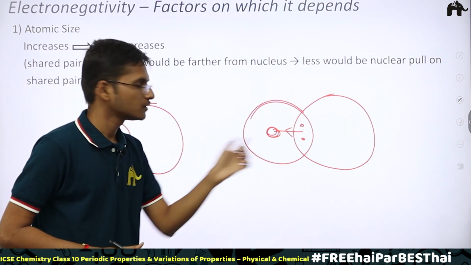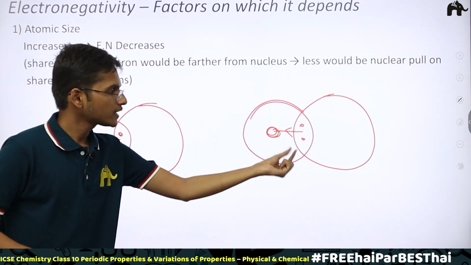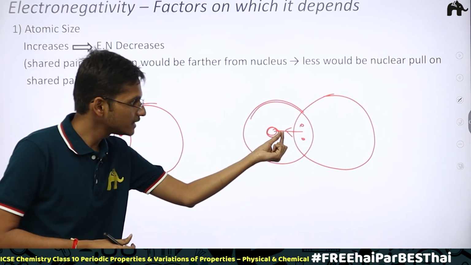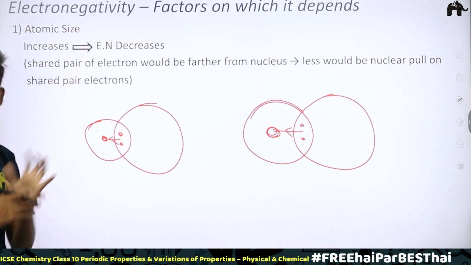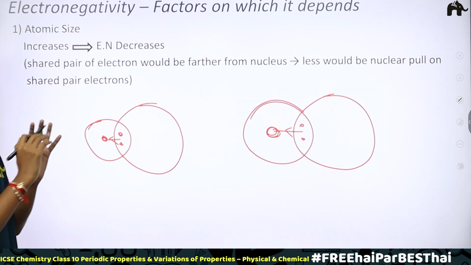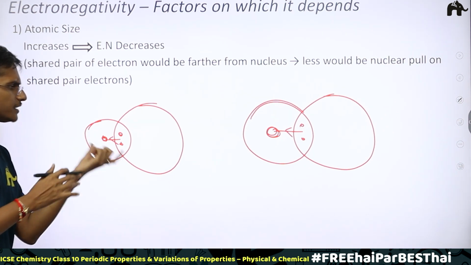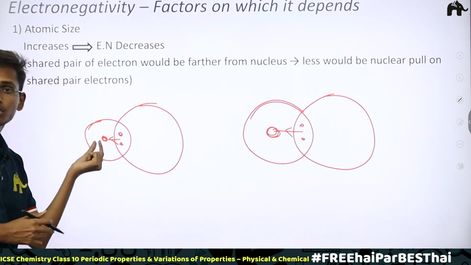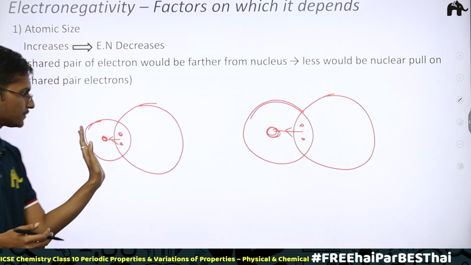Here they are farther, so the shared pair of electrons would be attracted, but the attraction would be less in this case than this case. Vice versa, in whichever way we want to understand. So I'm taking this one: the shared pair of electrons are being attracted by the nucleus more strongly than this case.